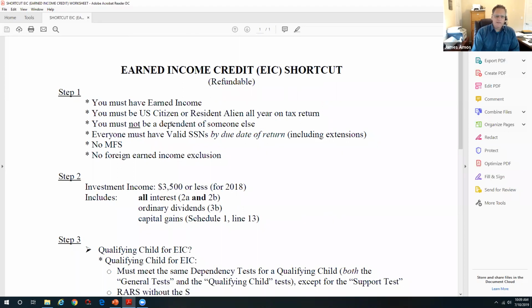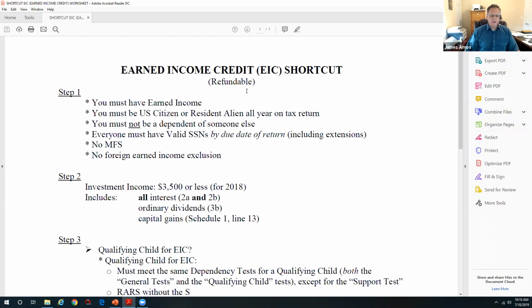But the rules, or the steps, if you will, are important to remember, because these are the rules to get EIC. So first of all, is earned income credit a refundable credit or non-refundable credit? Refundable. Okay. And what is a refundable credit? Somebody define refundable credit for me. Something you can get a refund for?